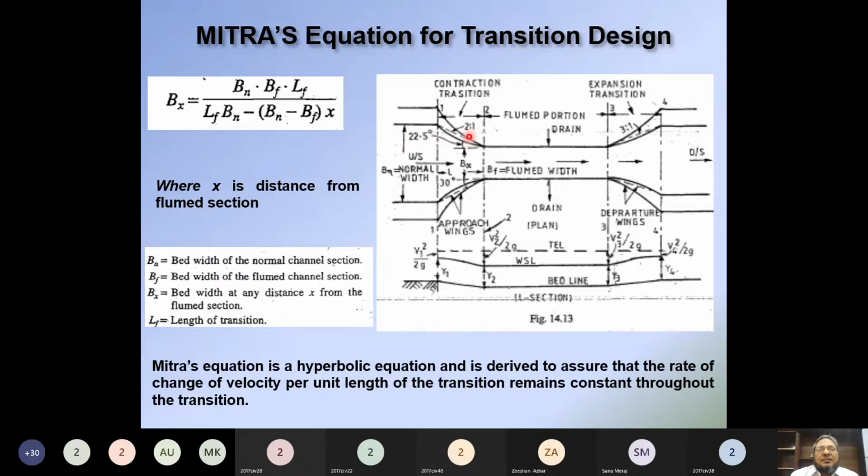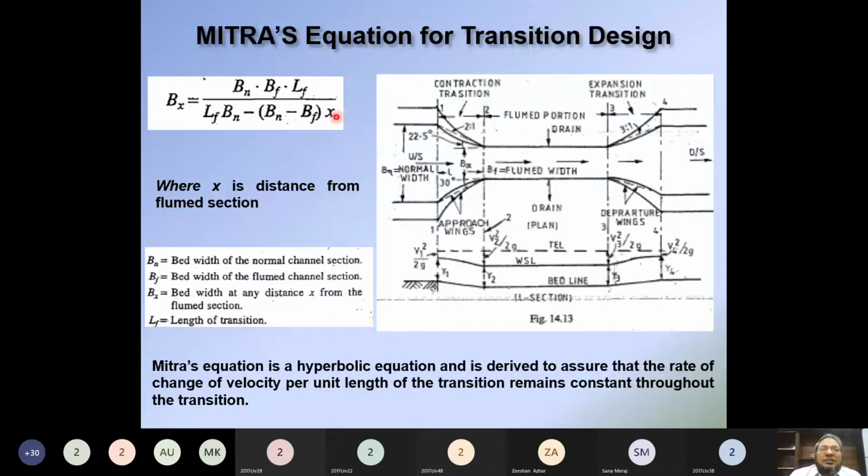So bx means the width of the transition at any distance x, and this x is measured from the flumed section. So this is the flumed section. This would be the x for the contraction transition, and here this would be the x for the expansion transition. So bx is the width of the transition at any distance x. Then what is BN? BN is the bed width of the normal channel section, which was previously this one. And then LF is the length of the transition, which is this one. So this is the total transition length, and again here there are the same things, and x is here.